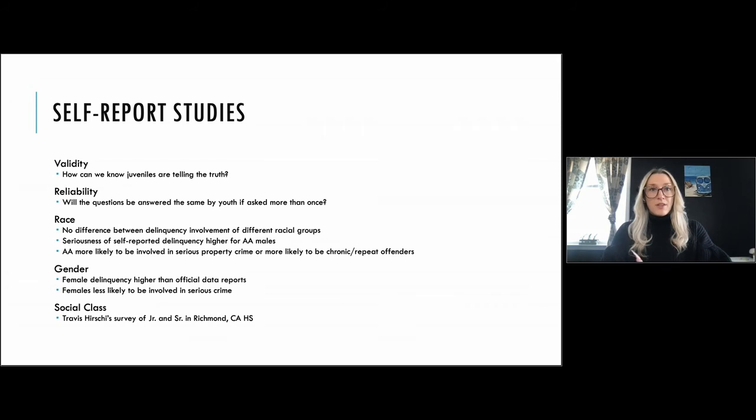Then we have the national study by Elliott and Ageton. They found that the average number of delinquent acts reported by lower class youth was actually higher than that reported by working or middle class youth. They found that person offenses were 1.5 times greater for lower class youth than for working or middle class youth. Again, self-report studies. This was national though.